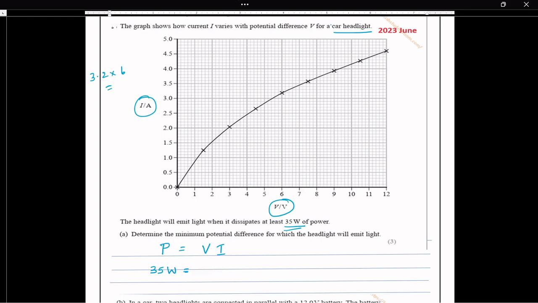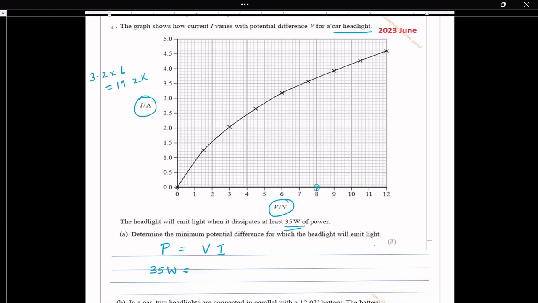6 times 3.2 is giving a value of 19.2, which is very small. So let us increase the voltage: 7, 8. I'm doing it by a trial and error method.